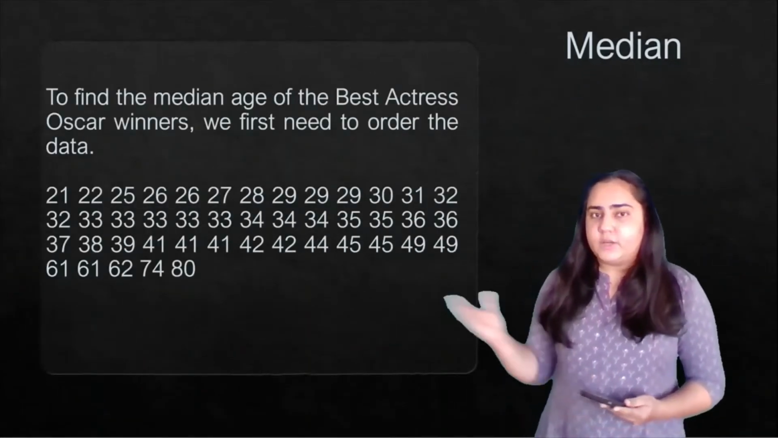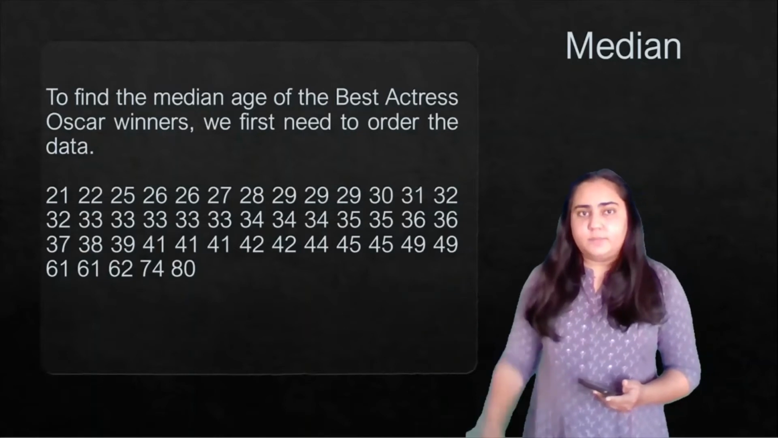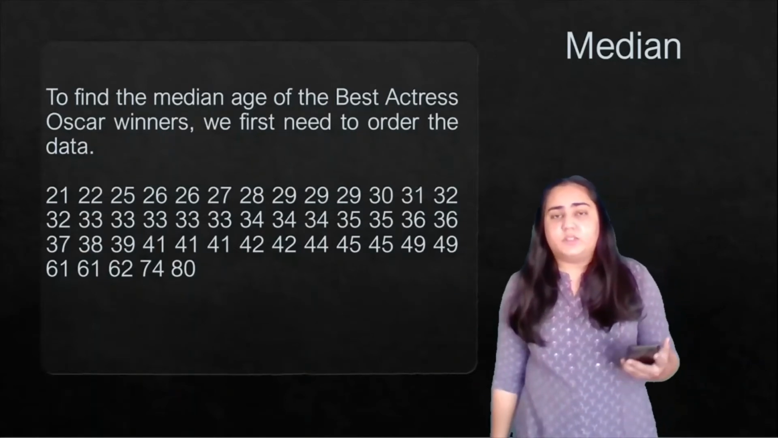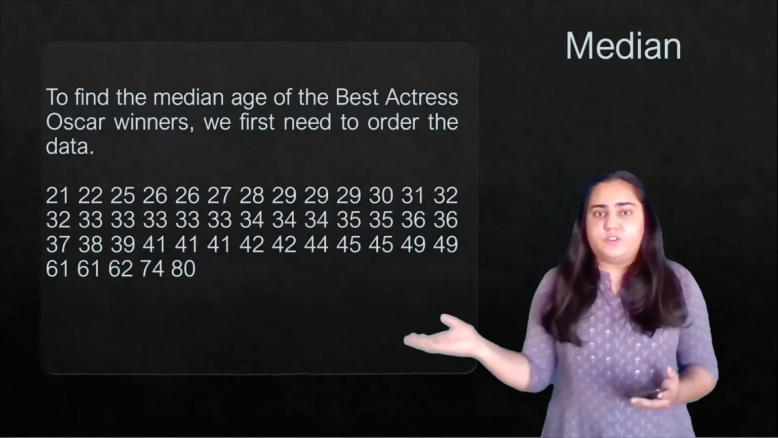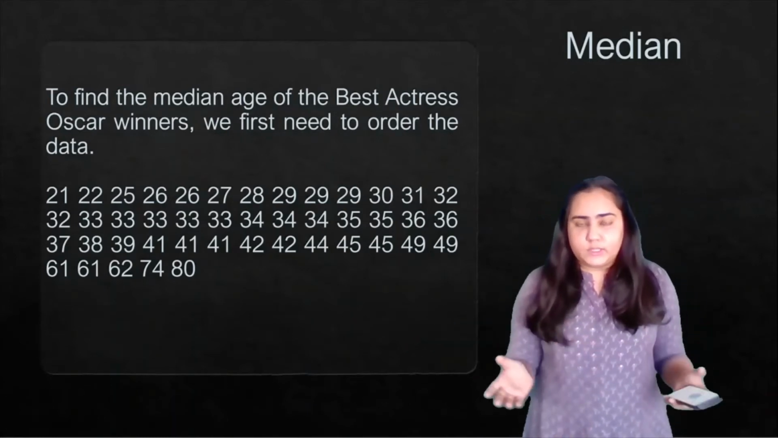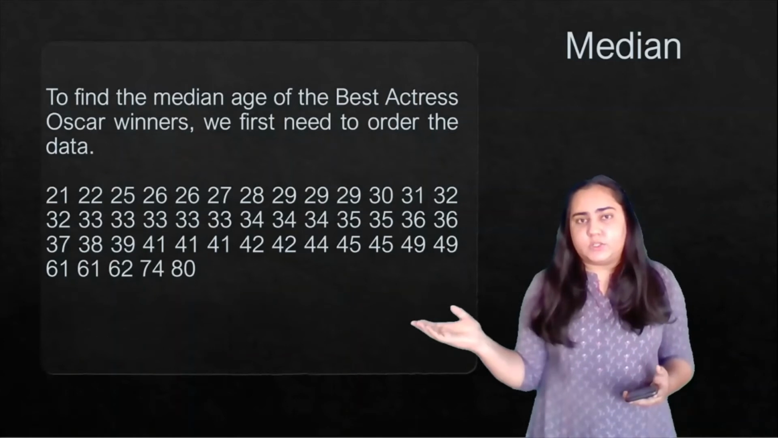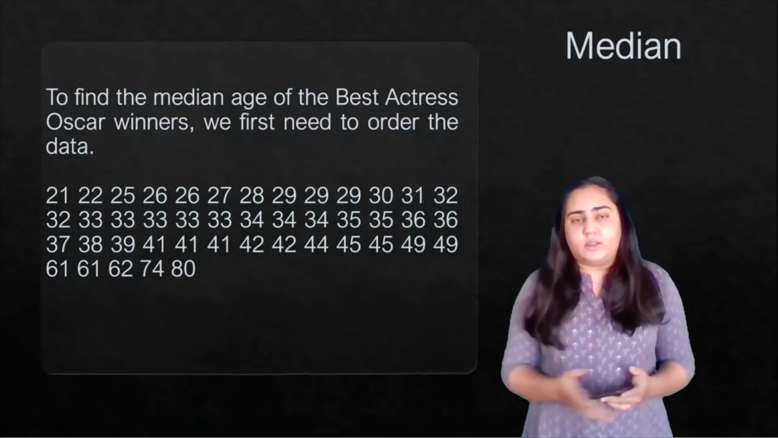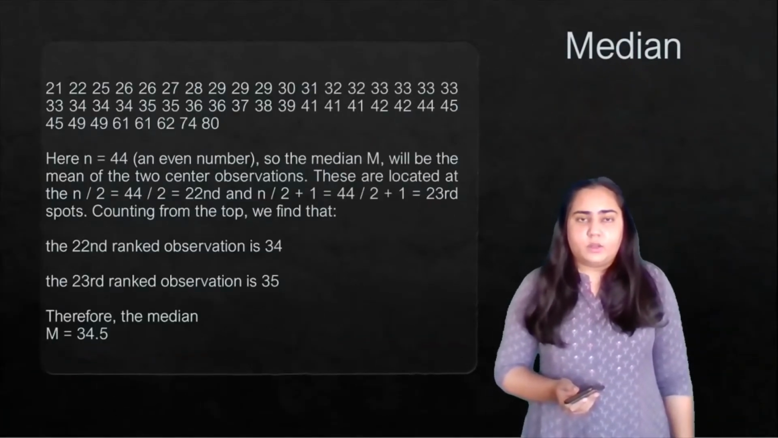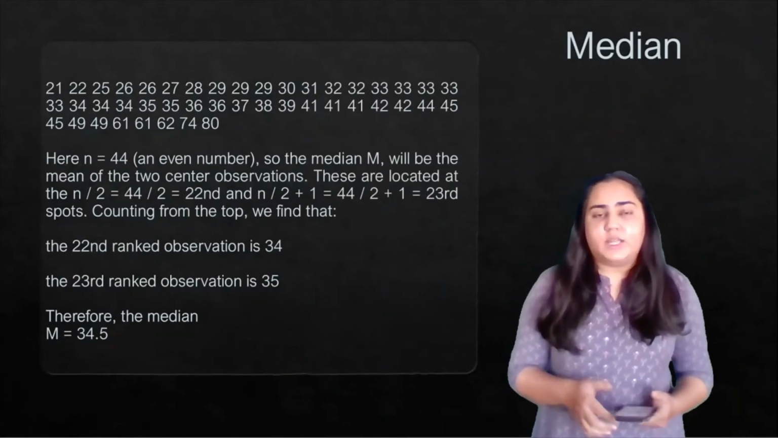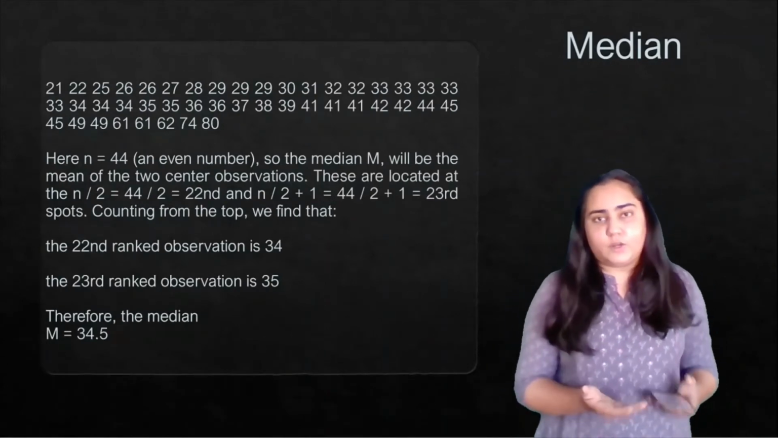So let's find out the median of this data, which is the best actresses receiving an Oscar. So first of all, once again, we have to order this, and I have already written the ages here in an ascending order, starting from 21 to 80. And from there, you can say that n is equal to 44, which is an even number.